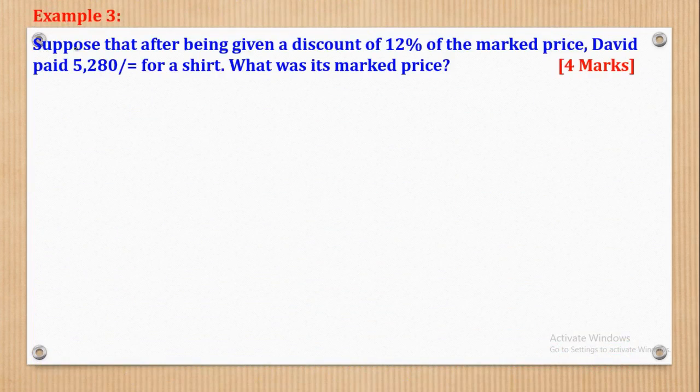Now we shall go to example 3. Example 3 says, suppose that after being given a discount, so not even here they've used the word discount, meaning a decrease of 12% of the marked price, David paid shillings 5,280 for a shirt. What was its marked price? Now this word marked price is another word to mean the old price.